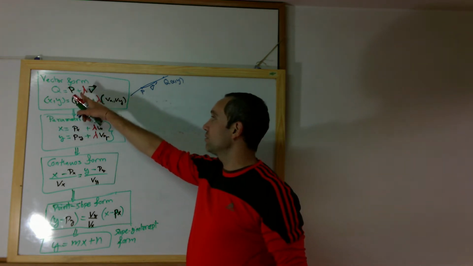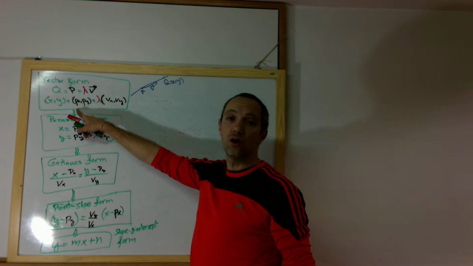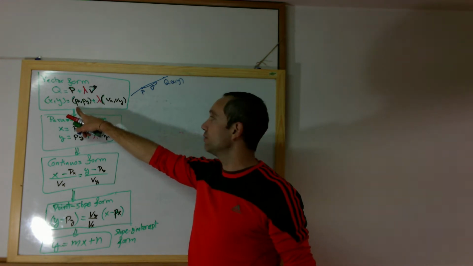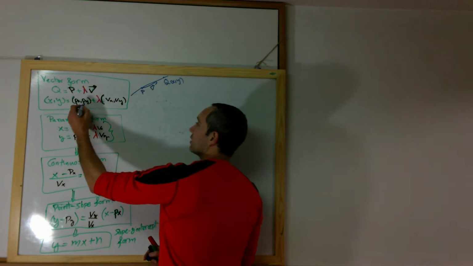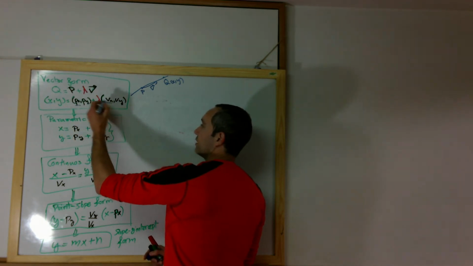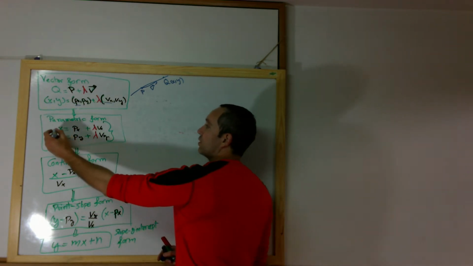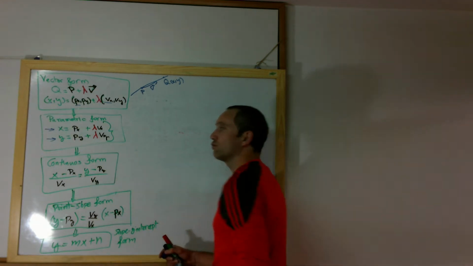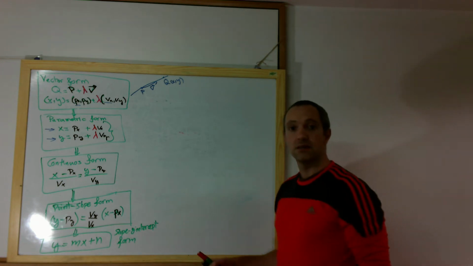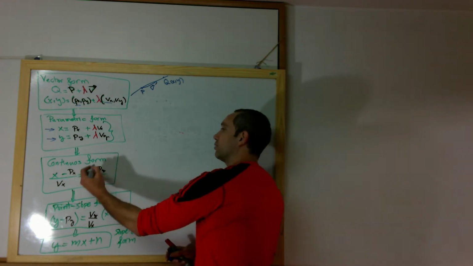Then you have the coordinate expressions of the vector form. Just by using the first component, the x component, you've got the parametric equation for x. And the second one is the parametric equation for y. Right?